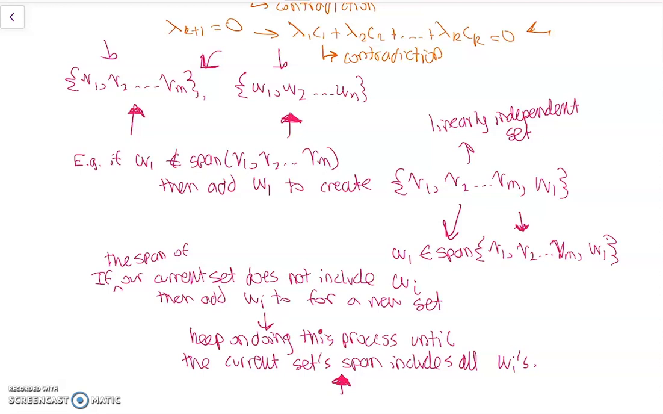if we assume the process never stops, this is impossible, because eventually, in that case, we would add all the w's, and if all the w's are there, then the current set span will include all the w's, which means the process will stop eventually, because you keep on adding w's until your current set span includes all the w's.